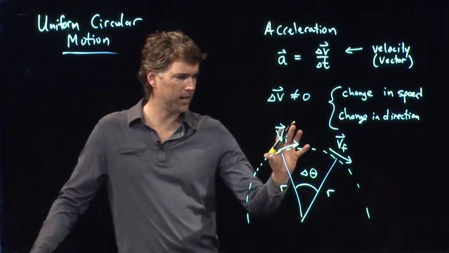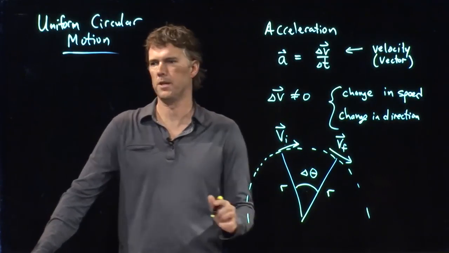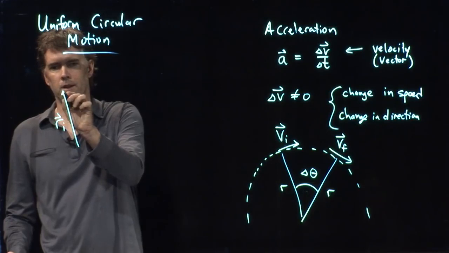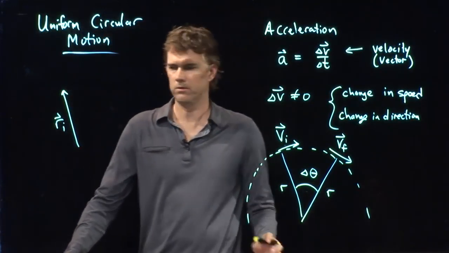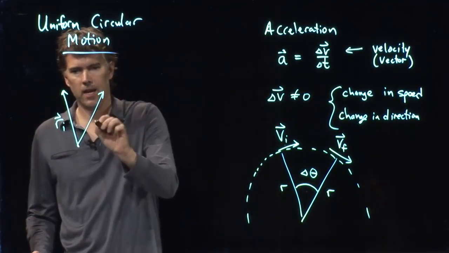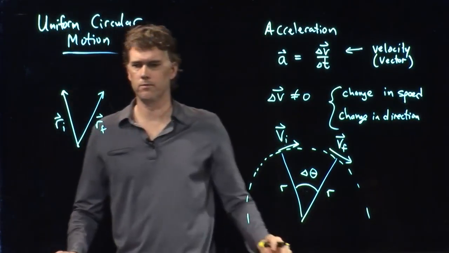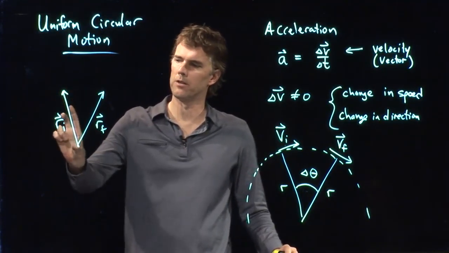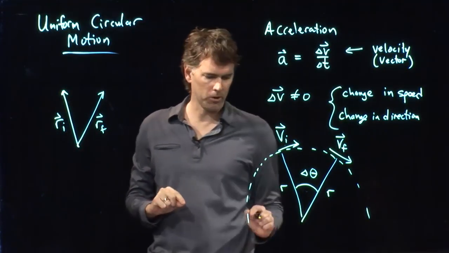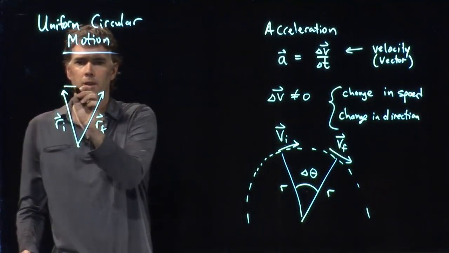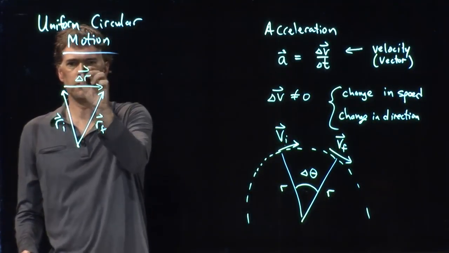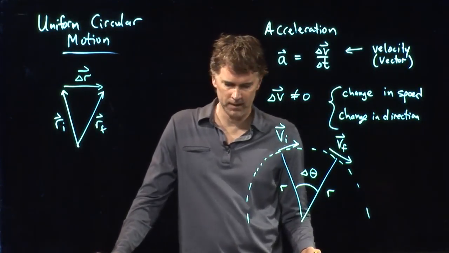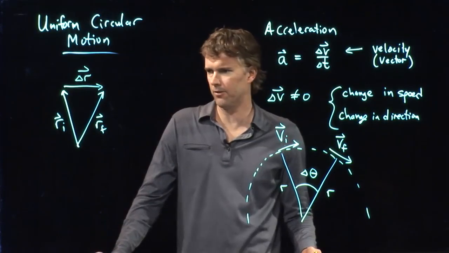Okay, so let's take a look at this picture in a little more detail. Where did I start? I started at a position there, r initial. I ended at a position there, r final. Vectors for position, they always define relative to some origin. We'll make the origin the center of the circle. The difference between those two is, of course, right there.